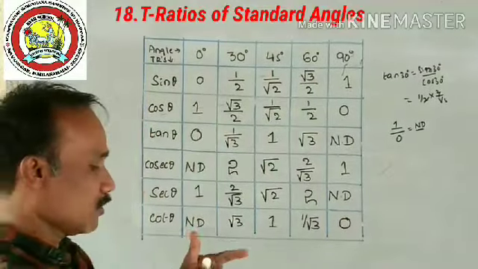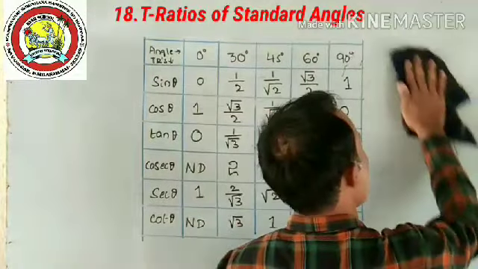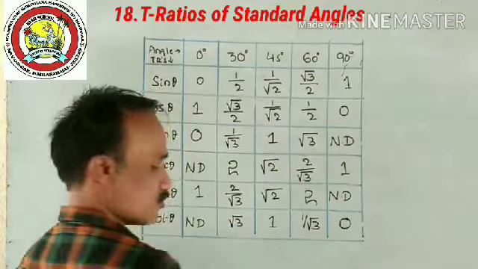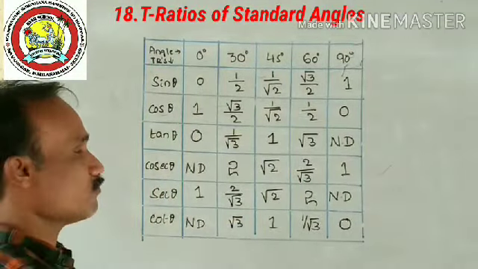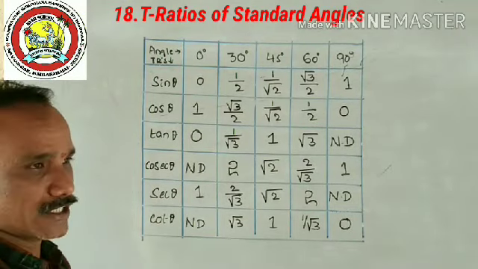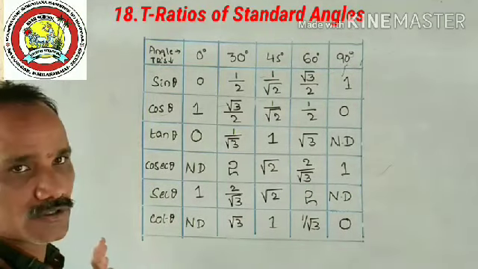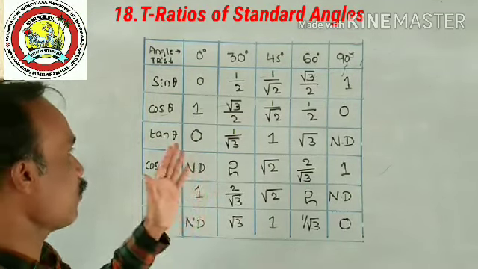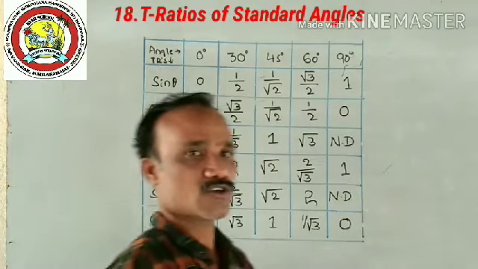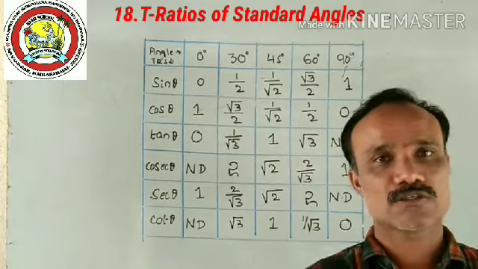So this is about the complete trigonometric ratios of standard angles, that is 0, 30, 45, 60 degrees and finally 90 degrees. The next exercise questions depend upon these values, so please remember all of them. I shall start the exercise questions in the next video class. Okay, thank you.